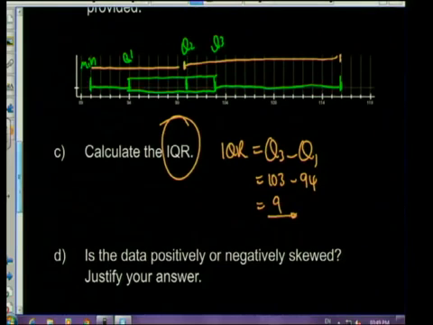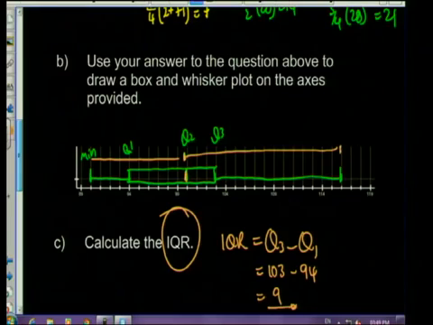Justify your answer. When we're talking about skewness, what we're really saying is, are the outliers or extreme values pulling the mean in one direction? And the direction that they pull the mean in is the direction in which the skewness occurs. So the median is here in the middle, but where the whisker or the box is much further to one side, we say it's skewed in that direction. So we are actually skewed to the right.